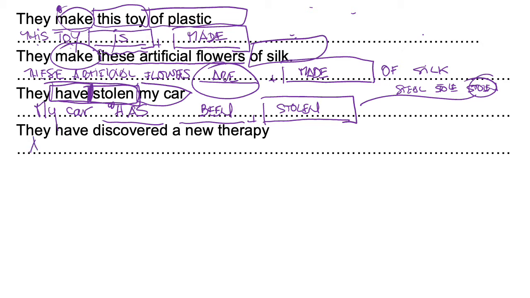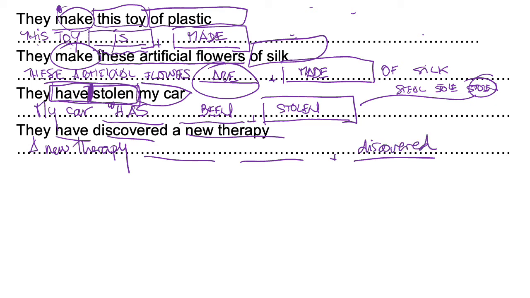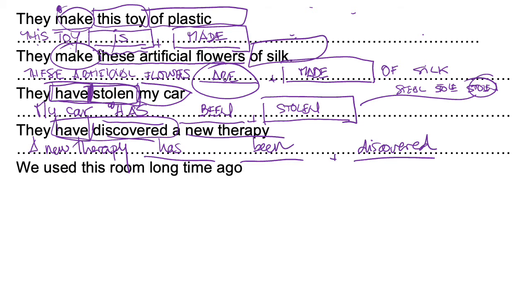Okay. They have discovered a new therapy. So, a new therapy. 1, 2 plus 3. Discovered. And then I have to write the verb to be exactly the same it is here. Has been discovered.